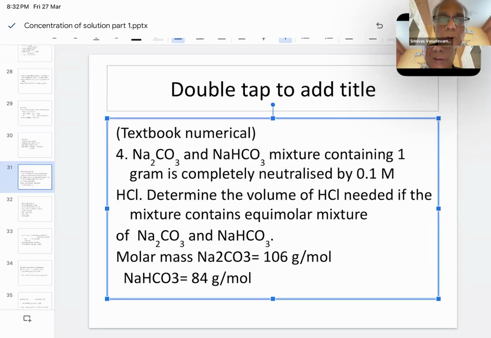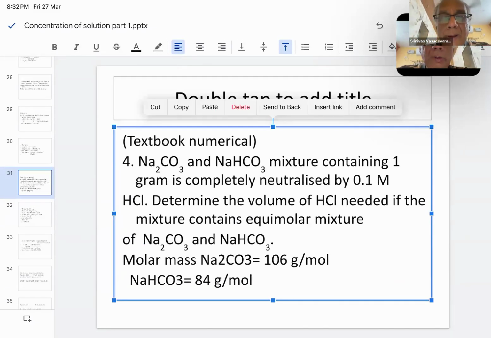Now we'll take one textbook numerical. Sodium carbonate and sodium bicarbonate, Na2CO3 and NaHCO3 mixture containing 1 gram is completely neutralized by 0.1 molar HCl. Determine the volume of HCl required if the mixture is equimolar. Equimolar mixture means number of moles of sodium carbonate is equal to number of moles of sodium bicarbonate in the mixture. That is called as equimolar mixture.